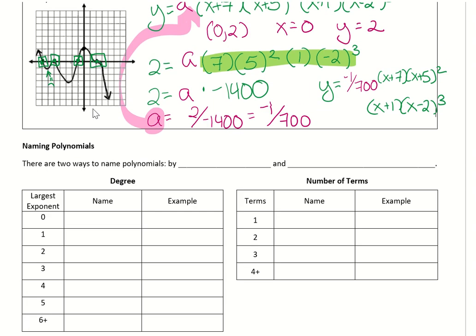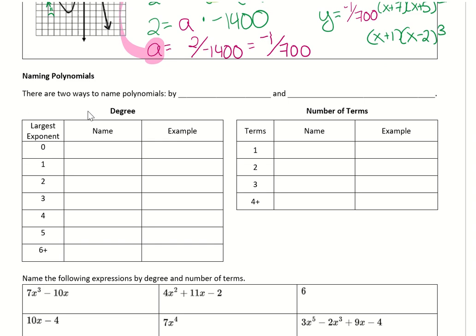So the last thing we're going to do is talk about naming polynomials. This is just vocabulary, so it's going to go by nice and fast. So there's two ways to name a polynomial, and that is by its degree. Degree is just a fancy name for the biggest exponent. And the number of terms, which is just how many pieces it has. They're always separated by a plus or a minus. So we're going to look at some examples. If you need to pause as you go along so you have time to write it down, feel free.